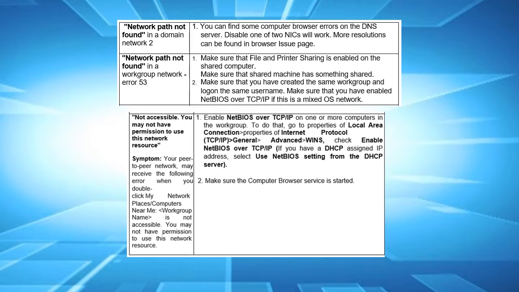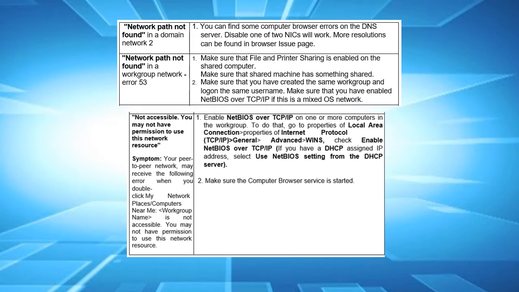Then another: "network path not found in a workgroup network," error 53. The solution is to make sure that file and printer sharing is enabled on the shared computer, and make sure that the shared machine has something shared. Second, make sure that you have created the same workgroup and log on with the same username. Also make sure that you have enabled NetBIOS over TCP/IP if this is a mixed OS network.